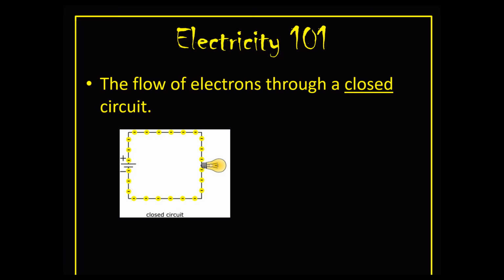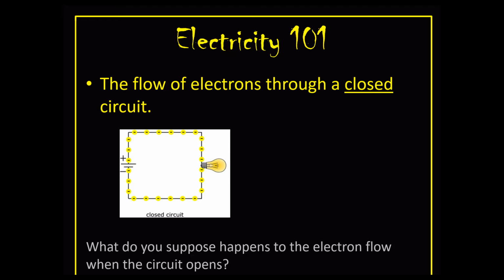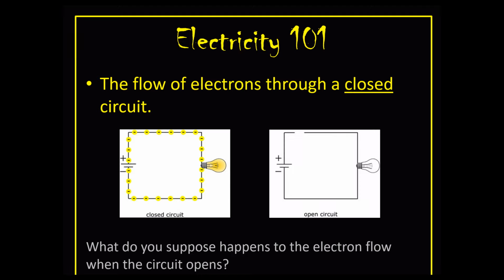An example of this in our homes or at school would be flipping on a light switch. When you flip on a light switch, you actually close the circuit, and that creates that flow of electrons that powers your lights. So the question here says, what do you suppose happens to the electron flow when the circuit opens? You can see in this picture here that when the circuit opens, the electrical flow stops.